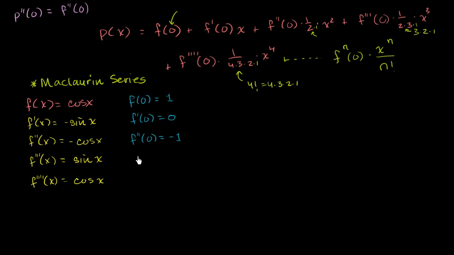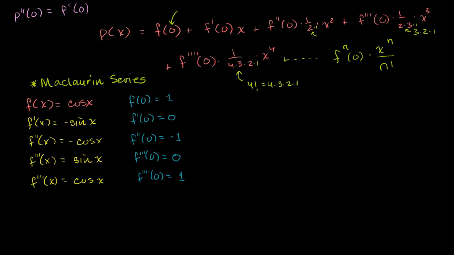Let's take the third derivative. The third derivative evaluated at 0, well, sine of 0 is just 0. And then the fourth derivative evaluated at 0, cosine of 0 is 1. So the fourth derivative at 0 is now equal to 1. So you see an interesting pattern here: 1, 0, negative 1, 0, 1. Then you're going to go to 0, then you're going to go to negative 1, 0. And so if we were to apply this to find its Maclaurin representation, what would we get?